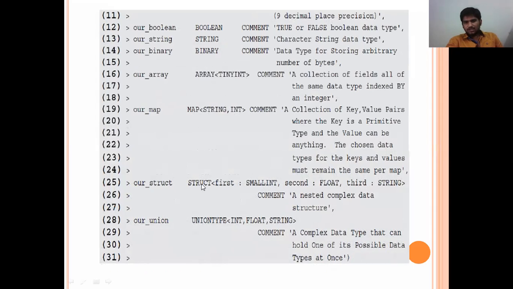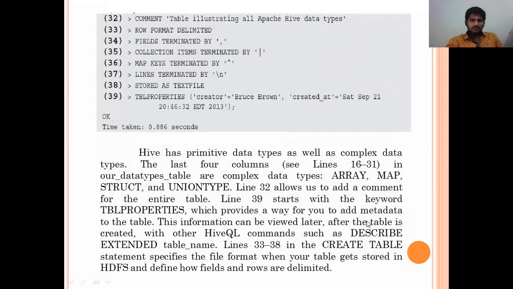Here the struct is a group of heterogeneous data, and union is also a group of heterogeneous data. So from line 16 to line 31, all are the complex data types we are going to do. So the last four columns, lines 16 to 31 in our database table, are the complex data types: array, map, struct, and union types. And line 32 allows the comments for the entire table. Line 32 is comments for all the data table.